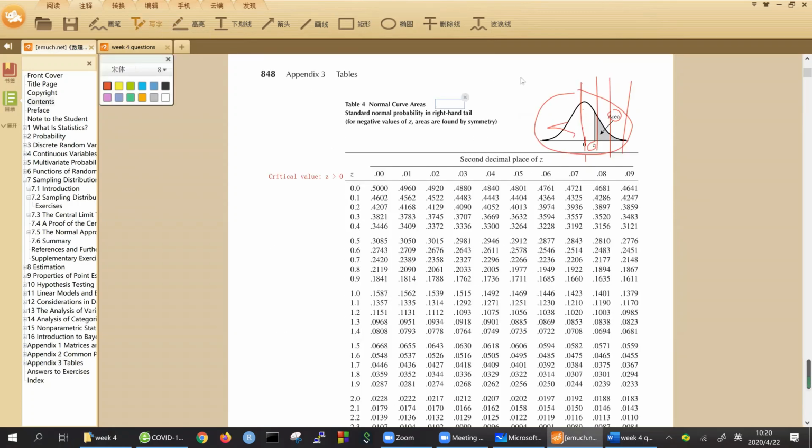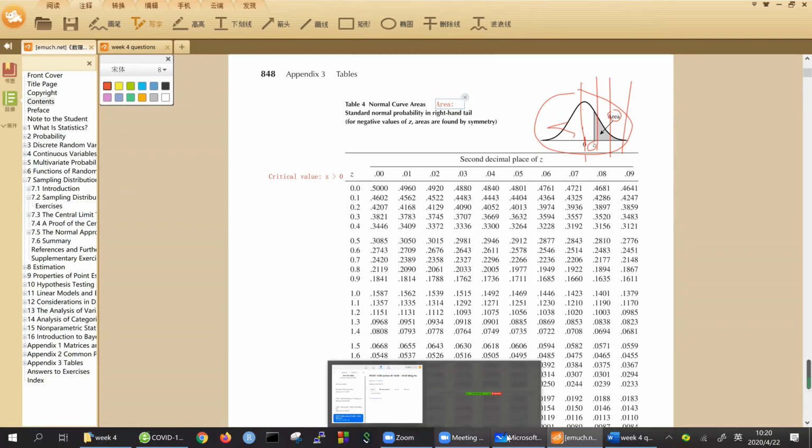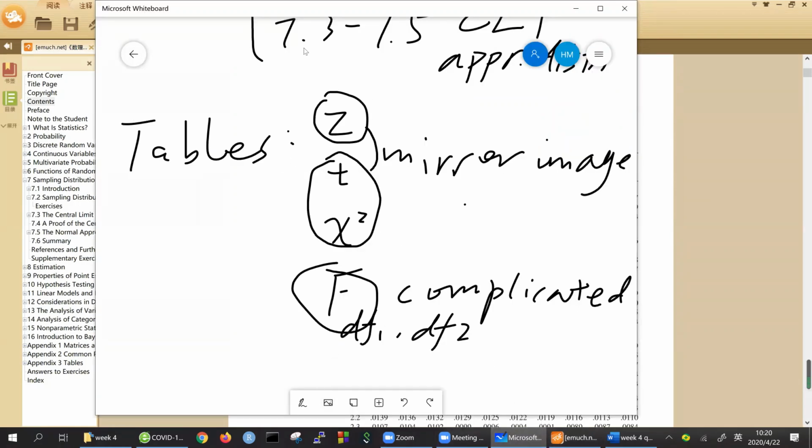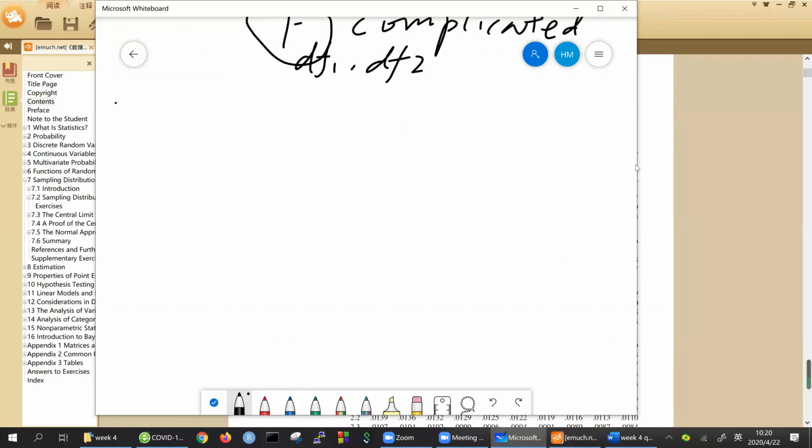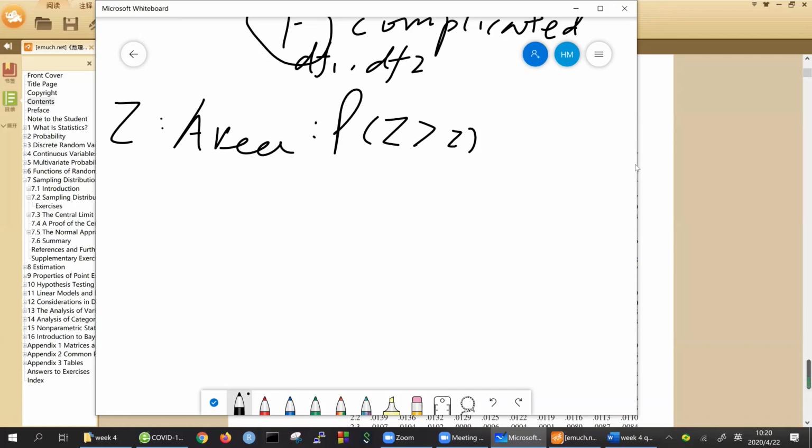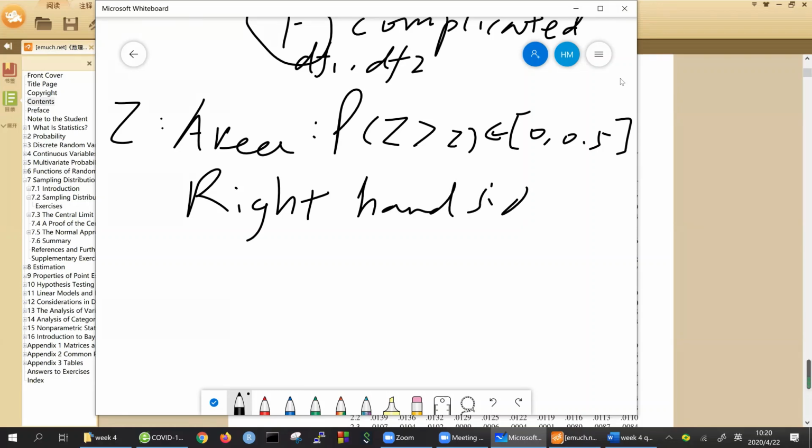So we have area, which is the probability. Okay, I give up. I'm just going to write on the chalkboard over here. Area is the probability of z greater than some set critical value. Okay, that's what I'm trying to say. And this area, like I said, must be between 0 and 0.5, since we are covering the right-hand side probability.